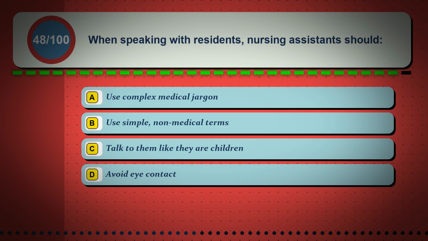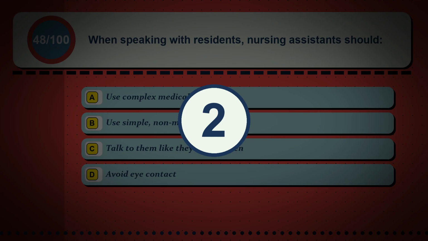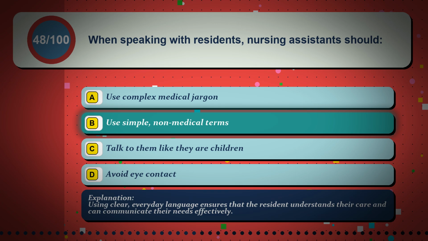Question 48. When speaking with residents, nursing assistants should: Option A, use complex medical jargon. Option B, use simple, non-medical terms. Option C, talk to them like they are children. Option D, avoid eye contact. The correct answer is option B, use simple, non-medical terms. Using clear, everyday language ensures that the resident understands their care and can communicate their needs effectively.